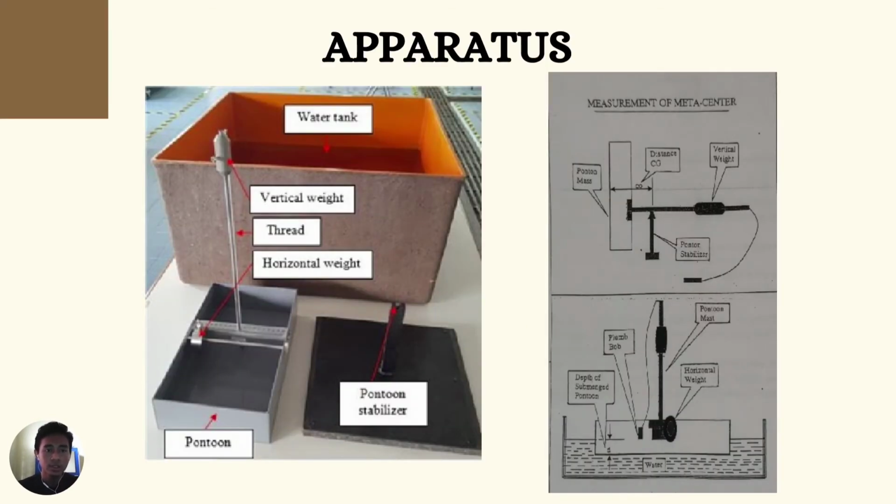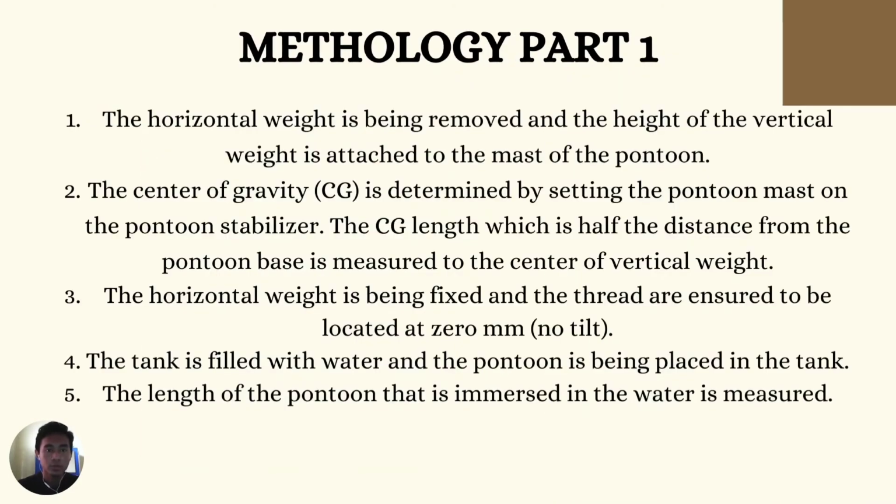For methodology, for apparatus, this is the sum of apparatus that we use in our experiment. The first one is water tank, second vertical weight, third thread, fourth horizontal weight, fifth pontoon, and last one is pontoon stabilizer. So for methodology, we have two parts, which is part 1 and part 2.